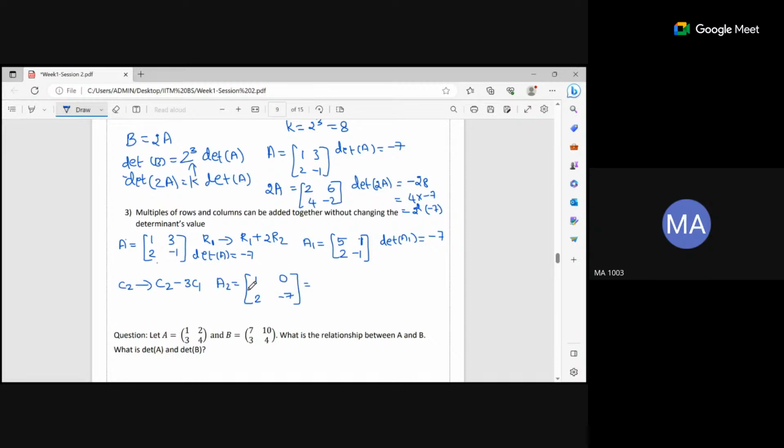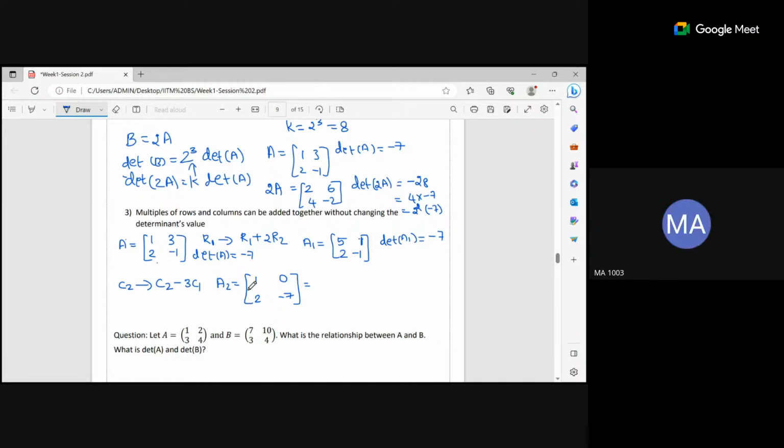Now what is the determinant of this matrix? Minus 7 again. So you understand what is the point here? When you replace one of the rows or columns with the sum of that row and a multiple of another row, the determinant is not going to change. Is that clear?